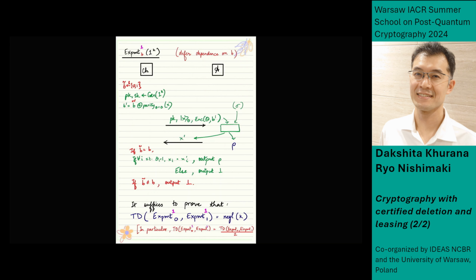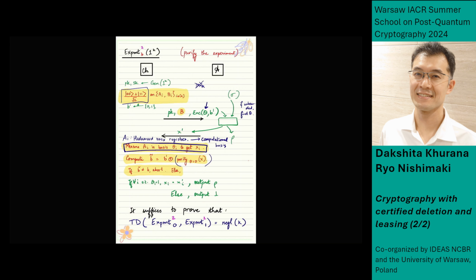So with probability half, this experiment is exactly the same as the original experiment, right? b tilde is just a random coin. It's irrelevant to the original plaintext bit b. So with probability half, it is equal to b, and it's completely the same as the original experiment. Good.